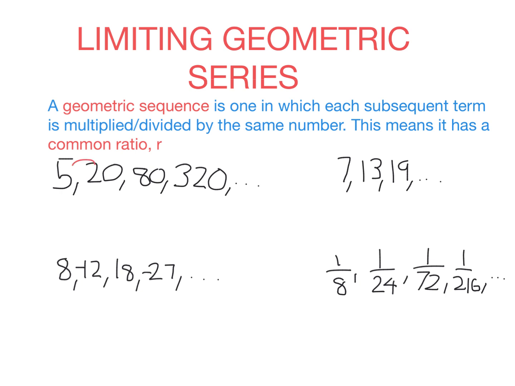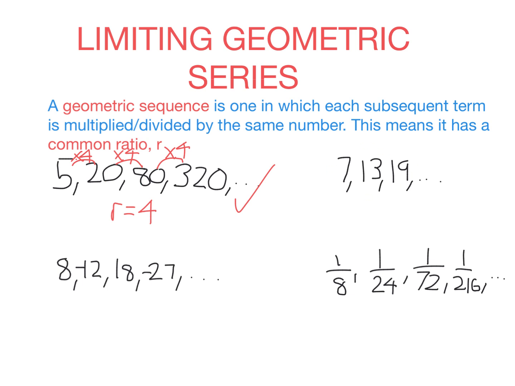So here, from 5 to 20, I times by 4. Then from 20 to 80, I times by 4. From 80 to 320, I times by 4. So this here is a geometric sequence. Here we say r is 4. r is the common ratio. 4 is the value you'd get if you took any term and divided by the term before it. This is geometric because each time I'm timesing by 4.